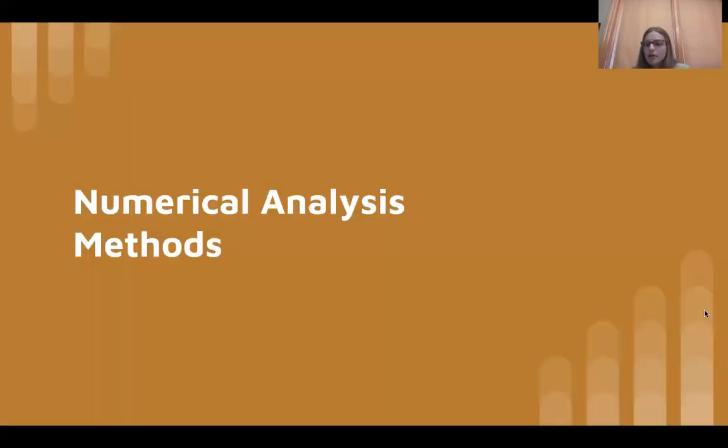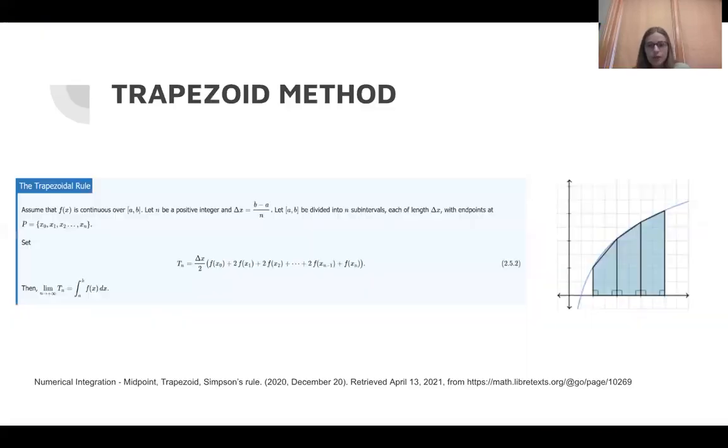So now we'll talk about the numerical analysis methods that we used. The first method that we took a look at was the trapezoid method. Here you can see the theorem for the trapezoid method. The trapezoid method divides the x-axis into n subintervals and then finds the areas of those trapezoids to estimate the integral. Again, you can see that formula there that we used in our implementation.